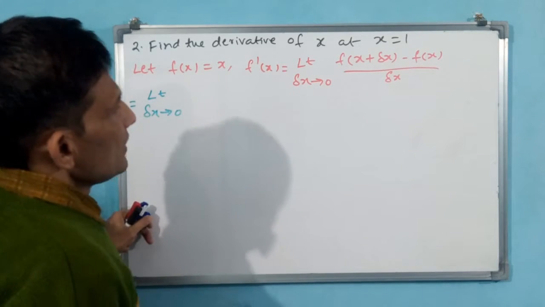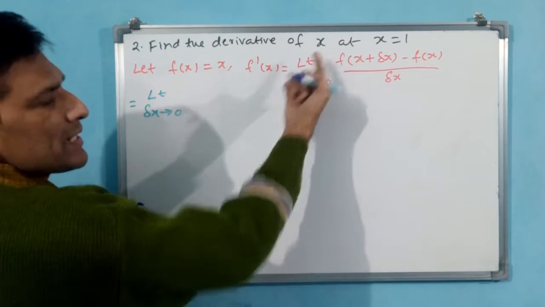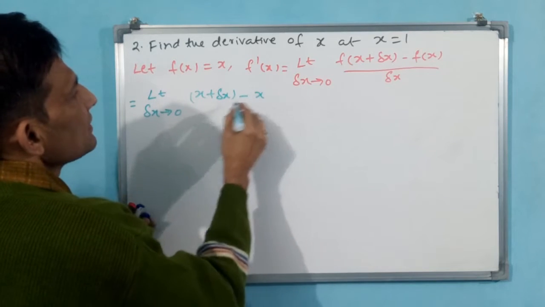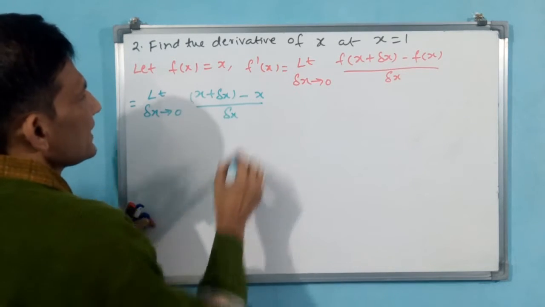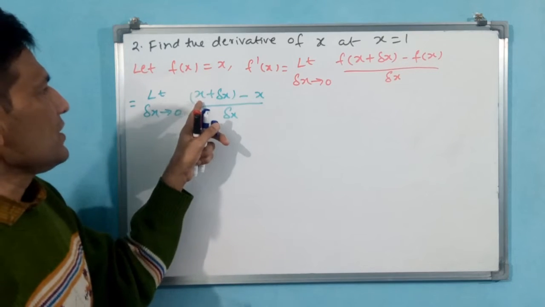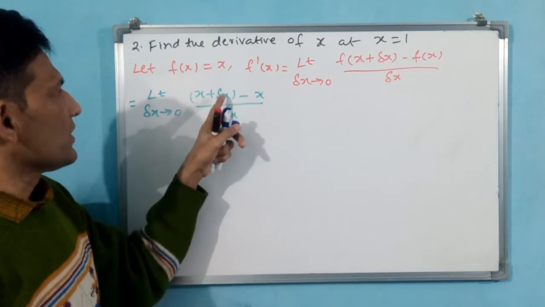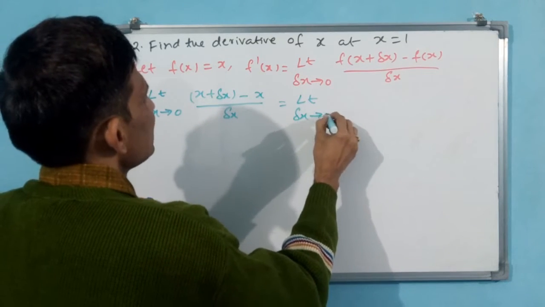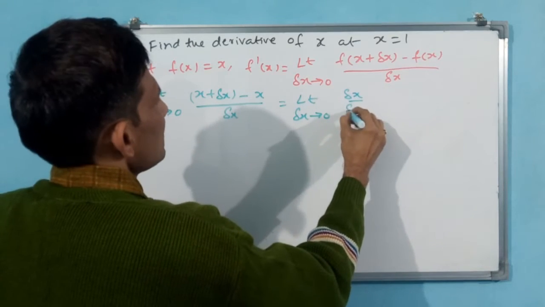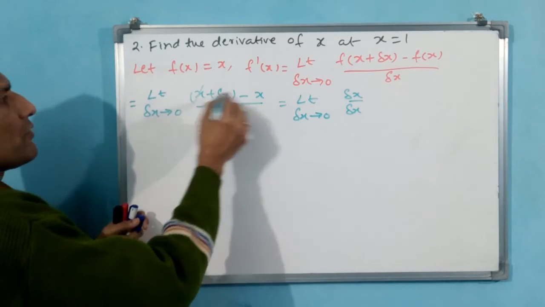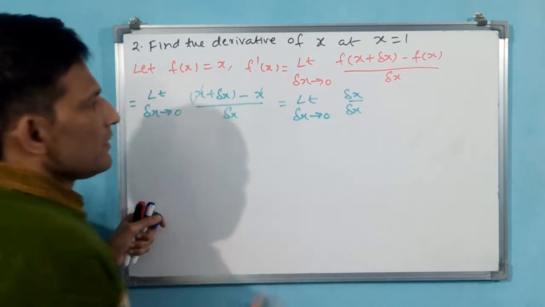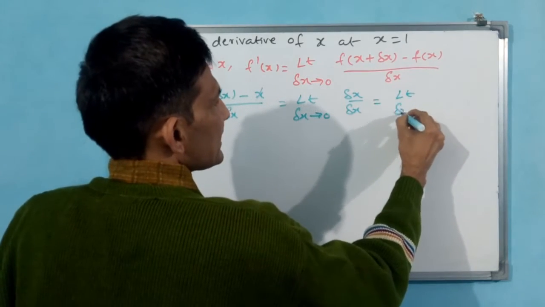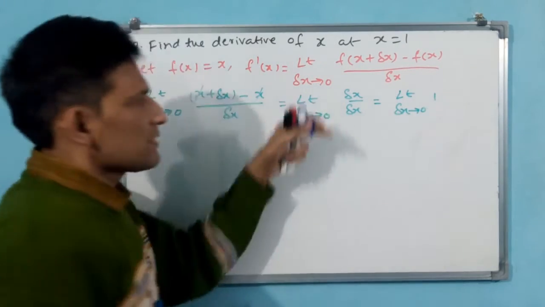See, f of x plus delta x means here you have only x plus delta x minus x divided by delta x. If you open the bracket, x minus x is going to get cancelled, delta x by delta x will come. Write down: limit delta x tends to 0, delta x by delta x. Because x and x are getting cancelled. Now limit delta x tends to 0, 1 has become. Delta x by delta x is 1.